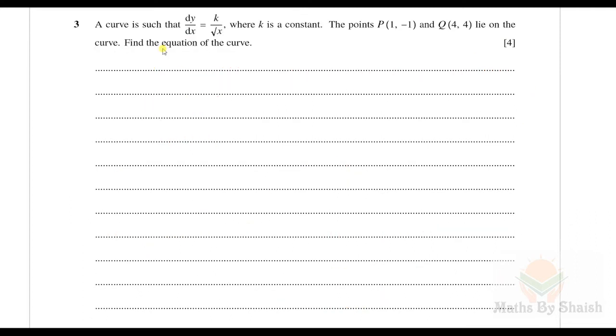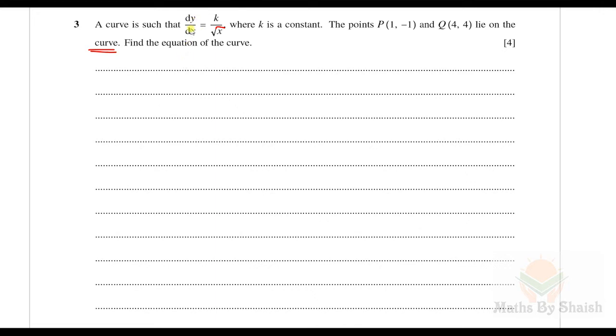Let's do the third question. Here's the question number 3. A curve is such that dy over dx is k over root x, where k is a constant. Point P and Q lie on the curve. This is a curve. We don't have to find the equation of line. We need to find the equation of curve.